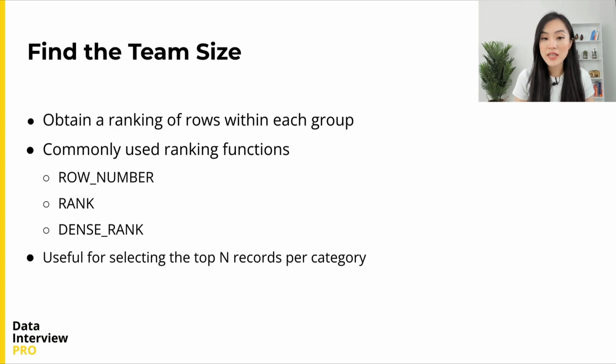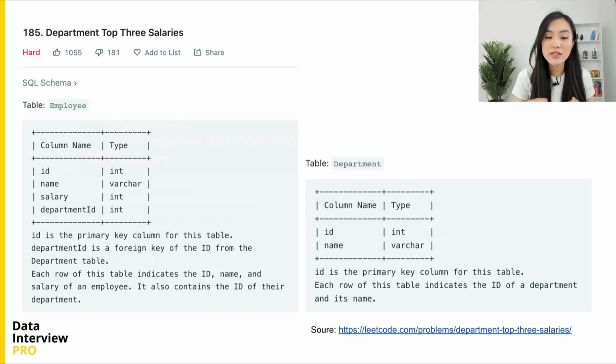Moving forward to the next example, it involves using a ranking function. Now, a quick recap of ranking functions. They are functions aimed at obtaining a ranking of each row within each group, and the rank starts from 1. They are very helpful to solve problems such as selecting the top n records in each group. The commonly used ranking functions are row number, rank, and dense rank. Let's look at the example together.